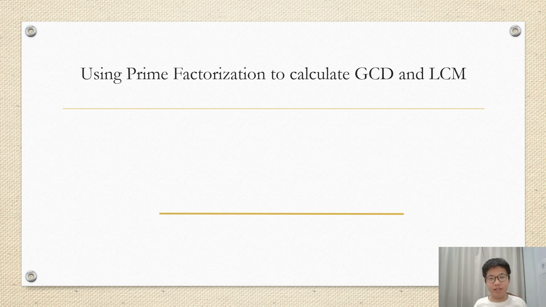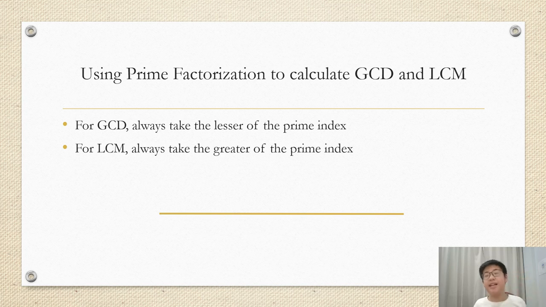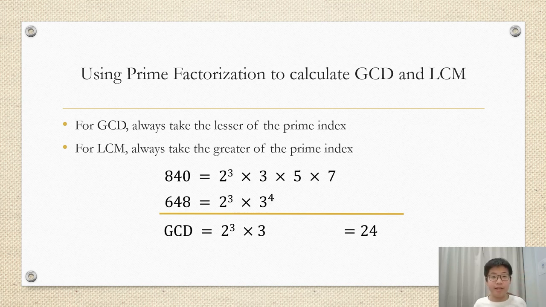Using prime factorization, for GCD, always take the lesser of the prime index. The index is the little number at the top. And for LCM, take the greater of the prime index. So let's say you have two numbers, 840 and 648. These are their prime factorizations.